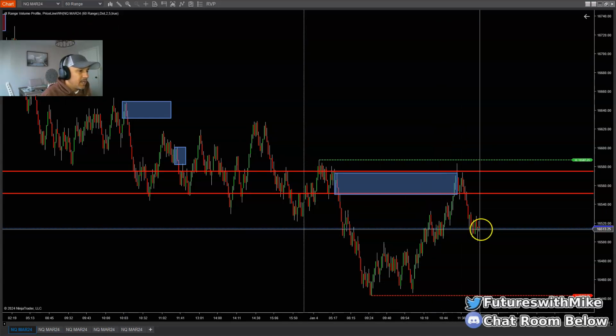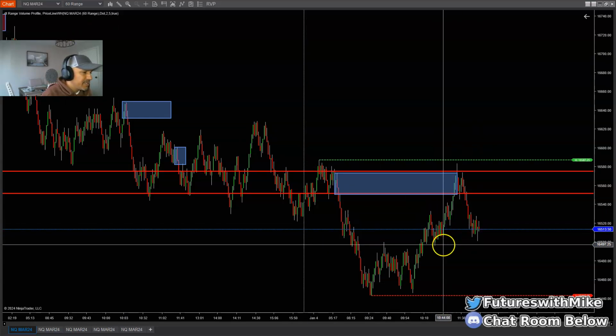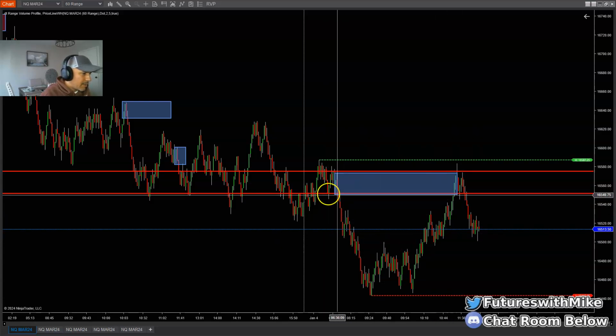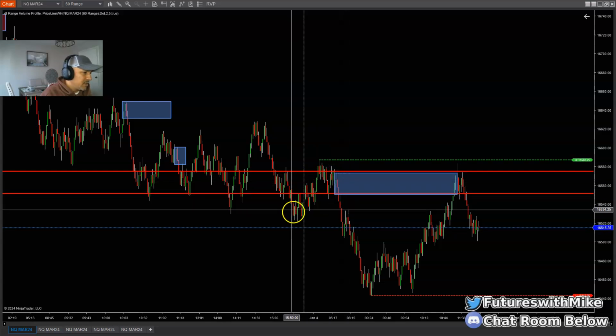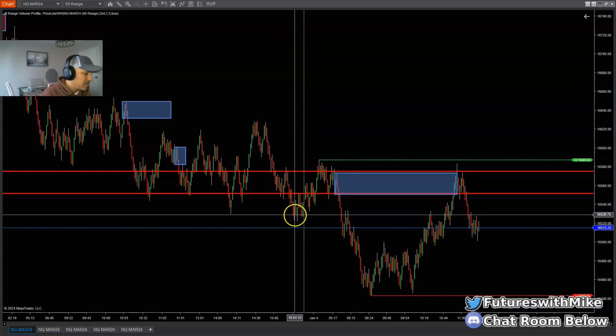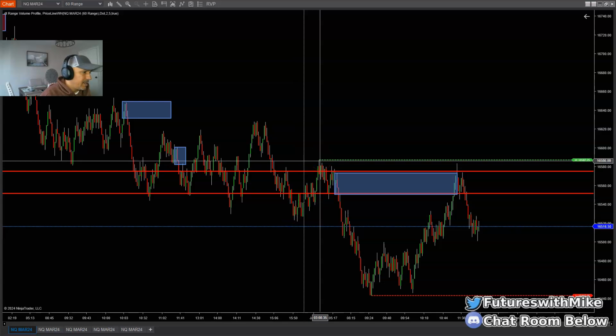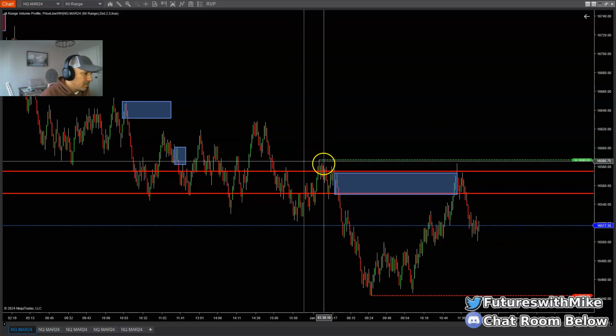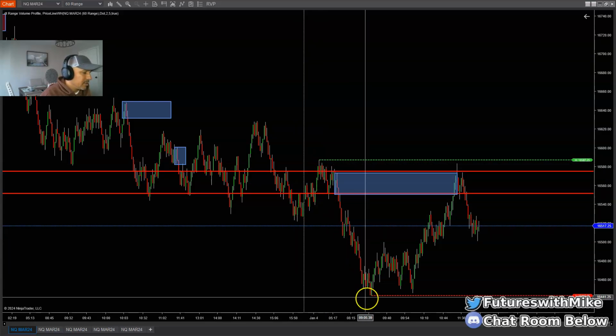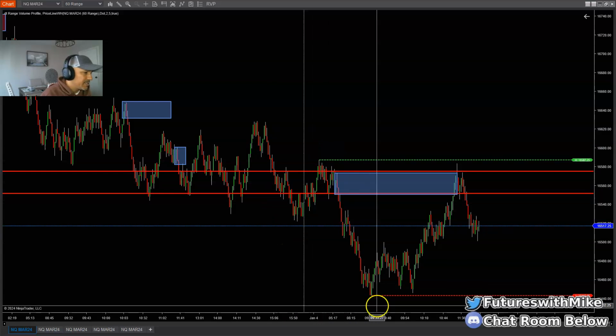Okay, again, we're breaking minor areas of structure to the downside. So what I was waiting for was to see if we were going to come back and test this area here. This was from yesterday's session, the close. We had a low here, made a low, lower high, and then a lower low here. Pretty much, a structure break to the downside.